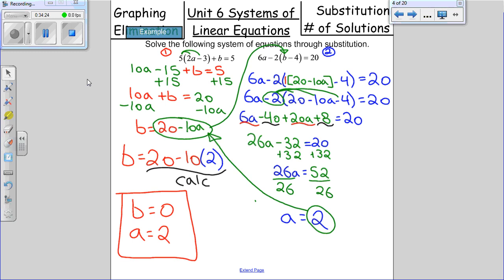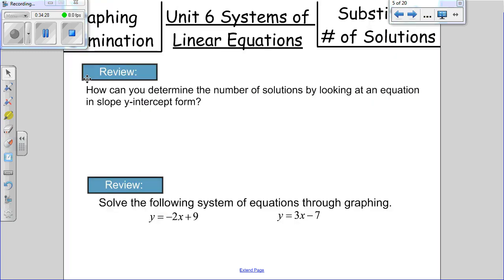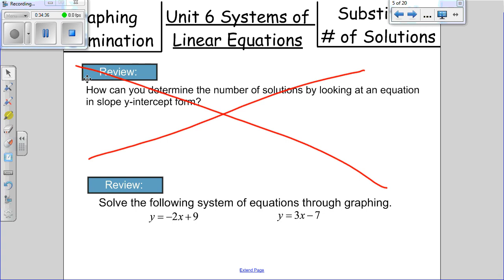The reason being is we haven't done graphing yet. I reordered the lessons and then screwed up and didn't delete that part of this lesson out. So I'm just going to scroll this up. We're also going to scratch out this beautiful word that says graphing. We're going to say substitution.